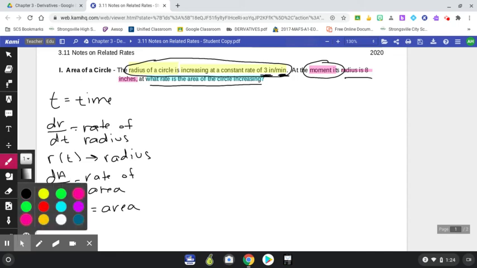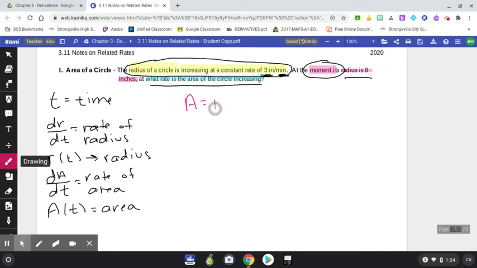Other things I'm expected to remember are things like the area of a circle. So if I recall from geometry, the area of a circle is A equals pi r squared, okay? And so this A is really like my A of t. It would be like saying, okay, my area with respect to time is equal to pi times my radius with respect to time squared. Okay, so everything is with respect to time. What is happening at a given moment in time?